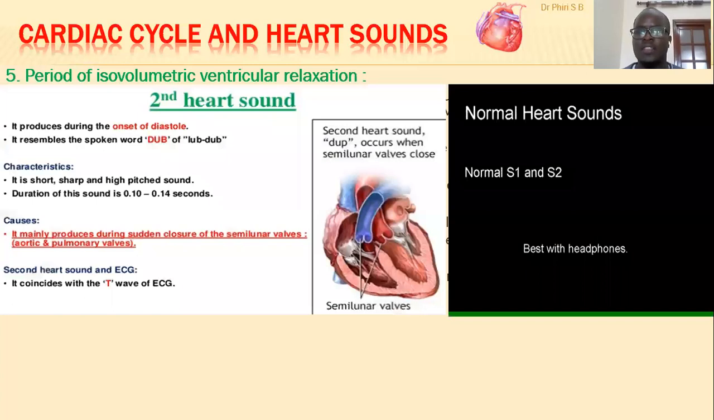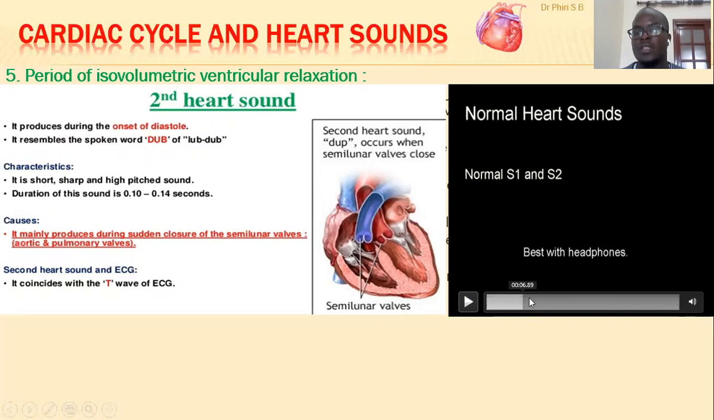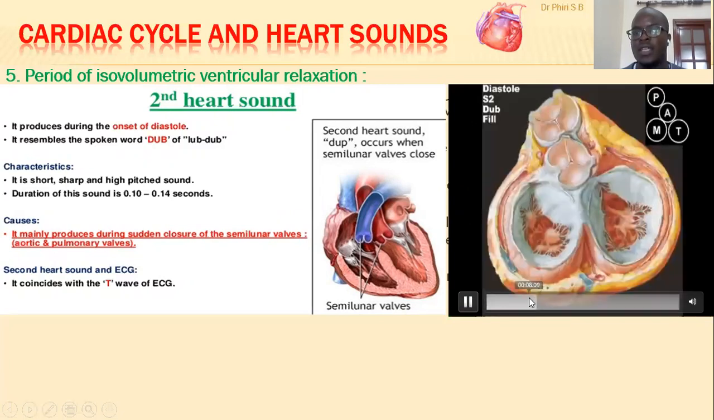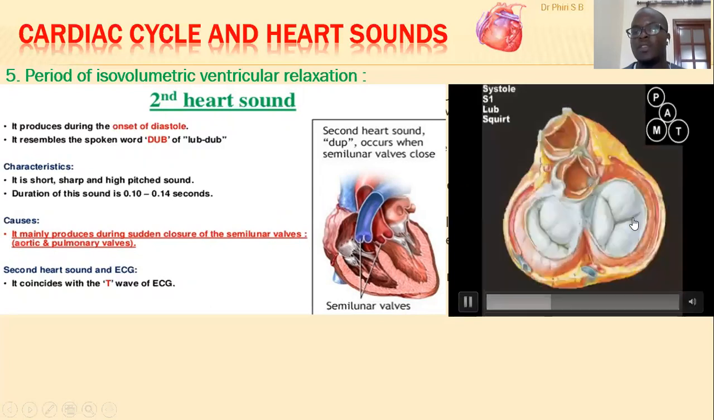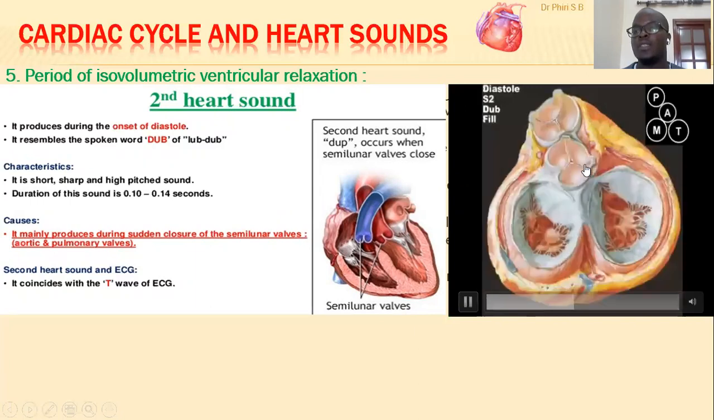So during this phase, we say that the semilunar valves are going to close and then bring about the second heart sound. So this second heart sound is produced during the onset of diastole. It resembles the spoken word, the dub. So you have now the complete lub-dub sound. You'll be able to listen to the lub-dub sound as you are using your stethoscope, because the first heart sound is due to the closure of the AV valves, the lub. Then the second heart sound is due to the closure of the semilunar valves, the dub. So you have the lub-dub sound, lub-dub sound.